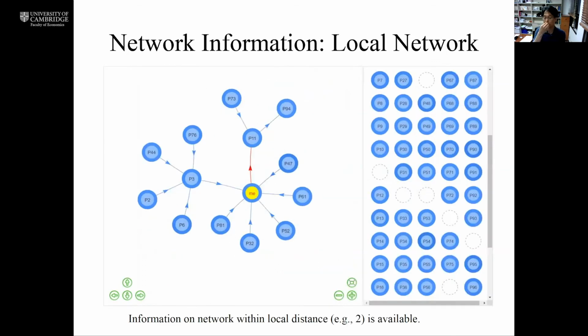If you want to show only the local network, for example in this network, the network is only presented within distance 2 from you. All other people outside distance 2 are placed on the right-hand side of the screen. So our experiment is quite flexible about the level of information about the local networks.